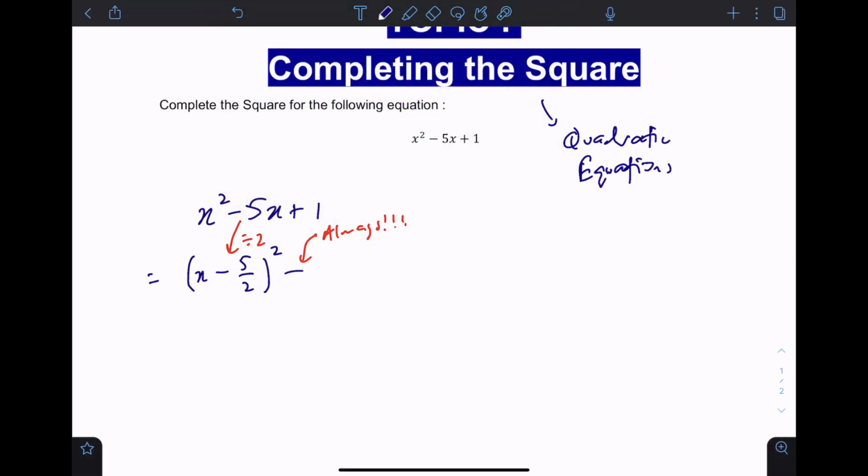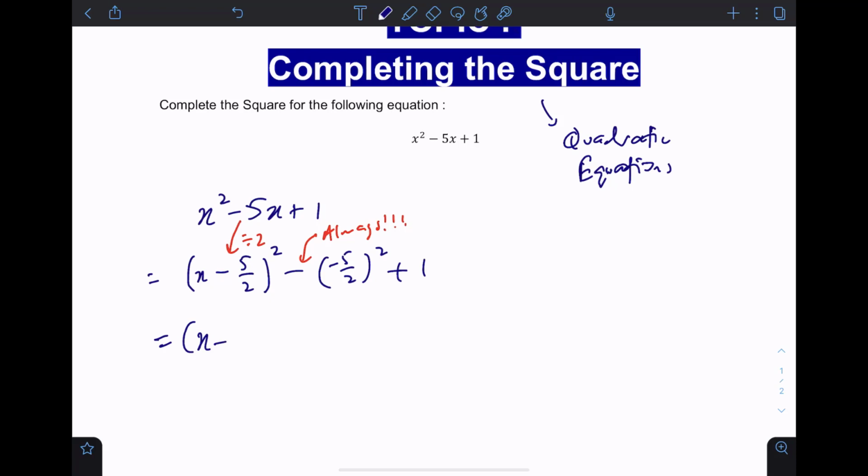Minus what? Minus whatever you have put here, right? This numerical value here with the signage. Put it inside this new bracket and put a square to it. Okay? So negative 5 over 2 squared, and then a plus 1. Whatever number is at the end, pump it at the end here.